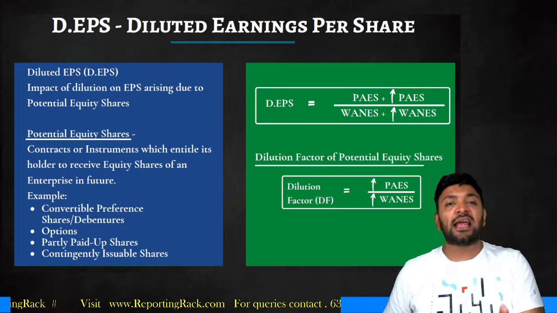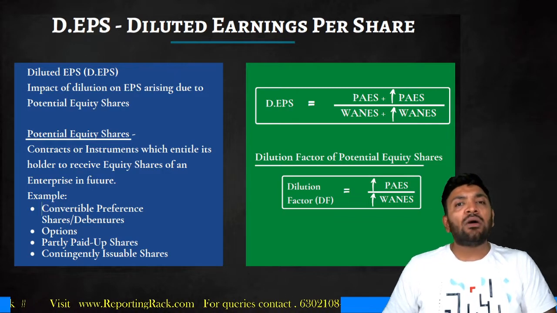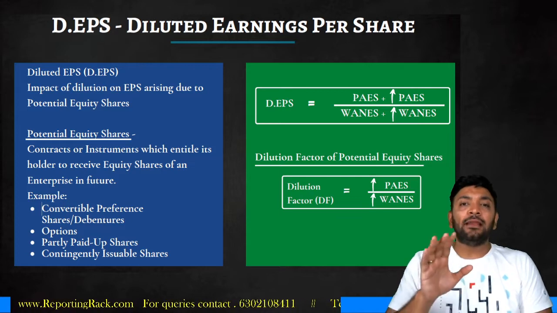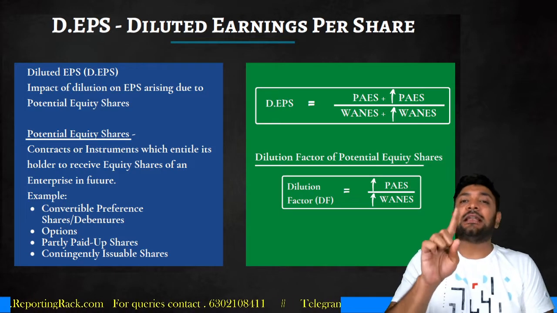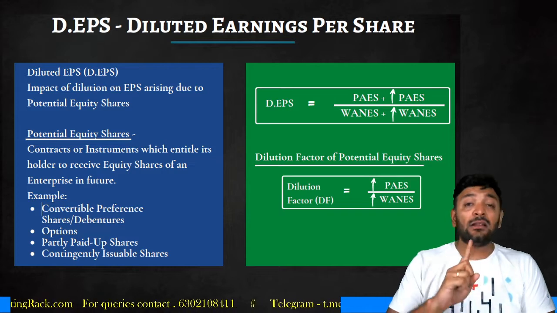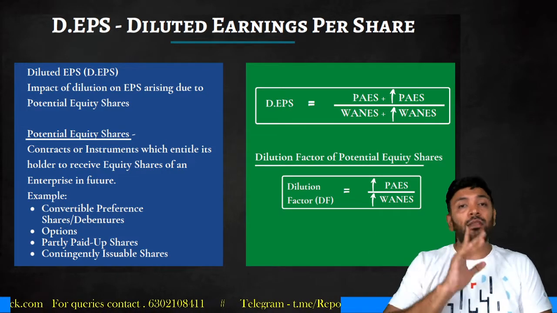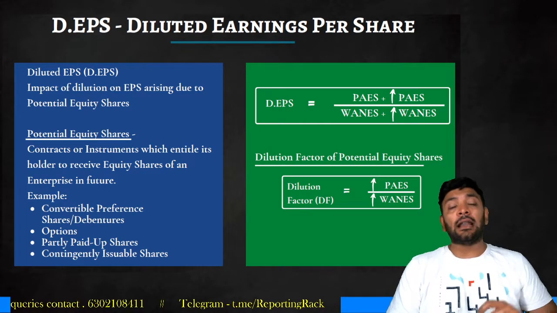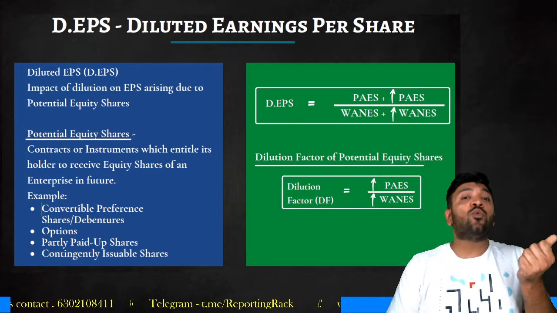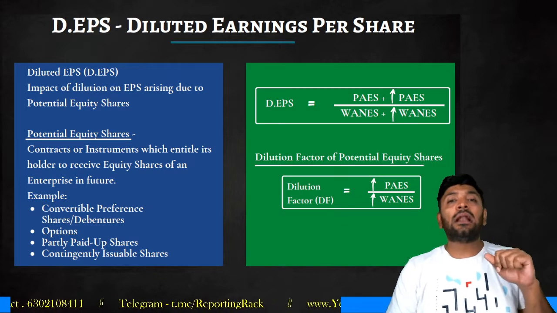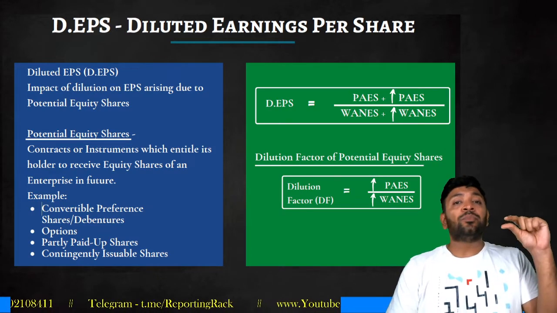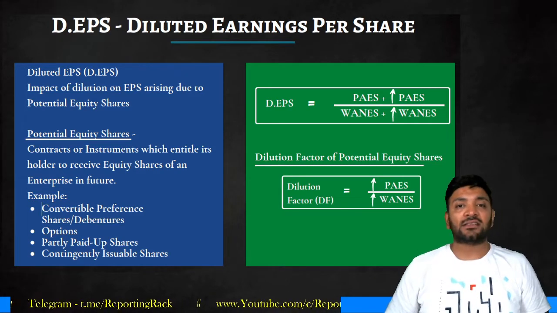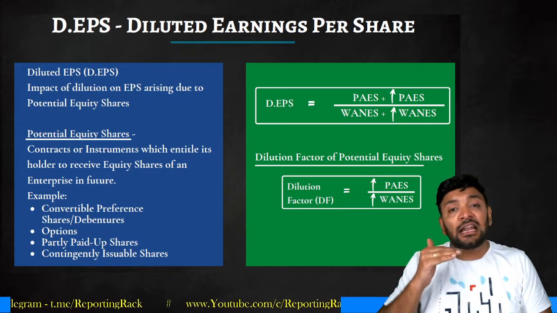Partly paid up shares are also potential equity shares. How is a partly paid up share a potential equity share? I'll tell you. If I have 10 partly paid shares, paid up 6 rupees each, face value being 10. Under your weighted average computation, under basic EPS, I will consider the equivalent number of shares. I will consider these 10 shares as equivalent to only 6 shares of 10 rupees. Therefore, the weighted average is significantly lower.